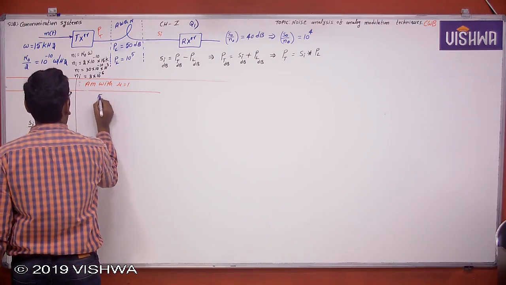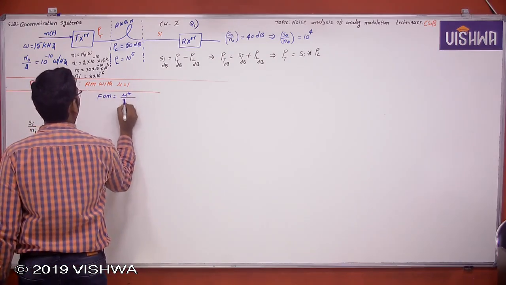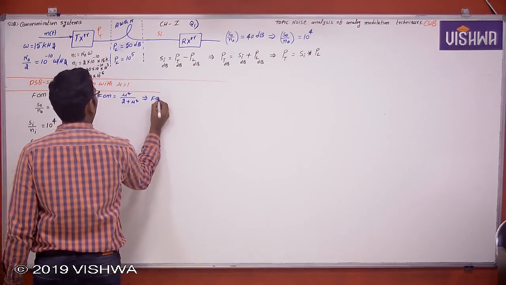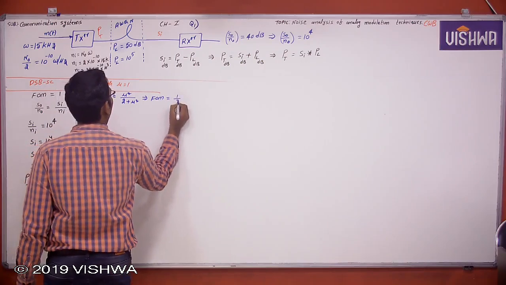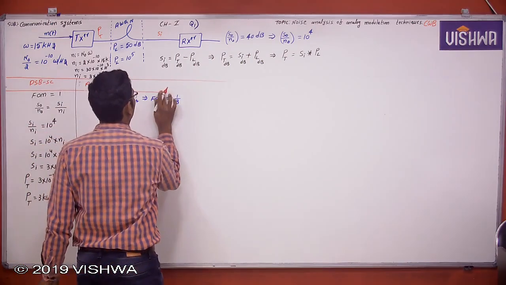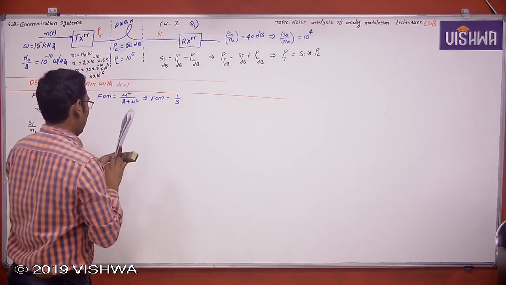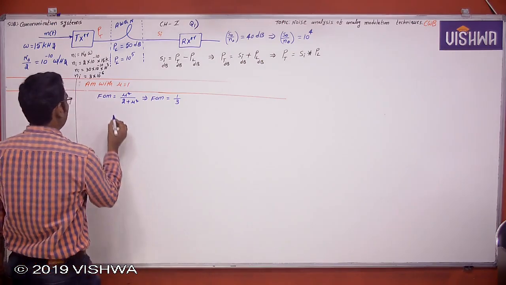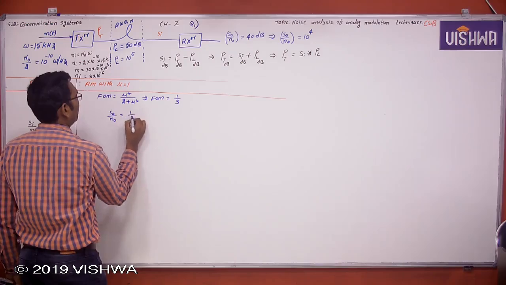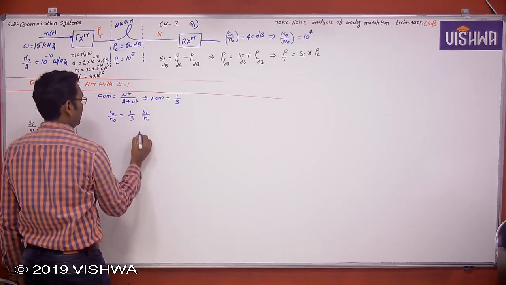Now, what is the figure of merit? Figure of merit is mu square by 2 plus mu square. Therefore, figure of merit is 1 by 3. Signal to noise ratio at the output of the receiver is equal to 1 by 3 into signal to noise ratio at the input of the receiver.